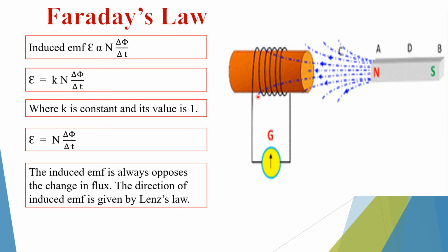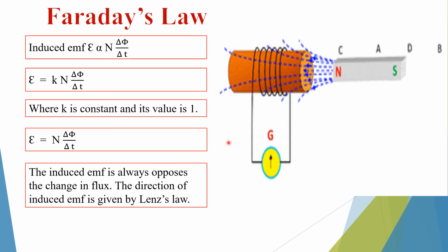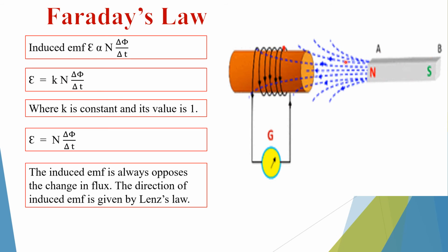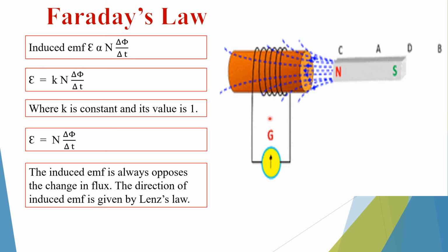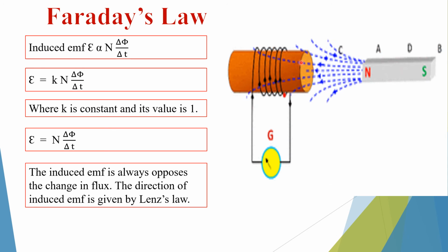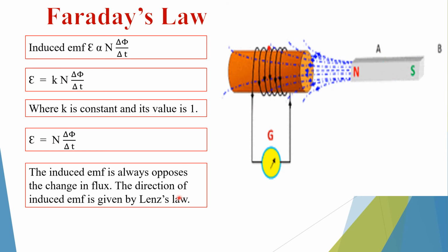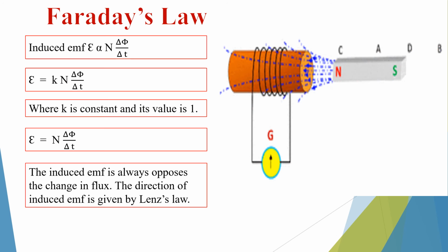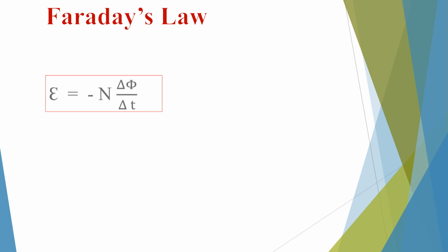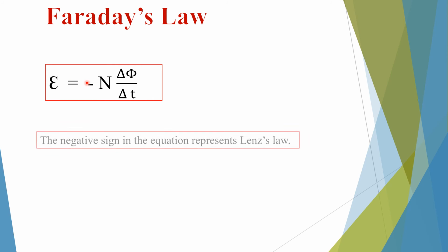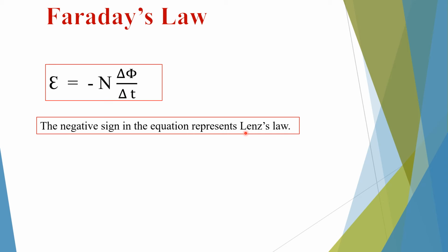So this EMF induced in the coil opposes the cause which has induced it, and the cause is obviously the change in magnetic flux. So this EMF wants the magnetic flux change to stop, and the direction of induced EMF is given by Lenz's law. In the equation given by Faraday, we use a negative sign, and the negative sign in the equation represents Lenz's law, and we will discuss it later.